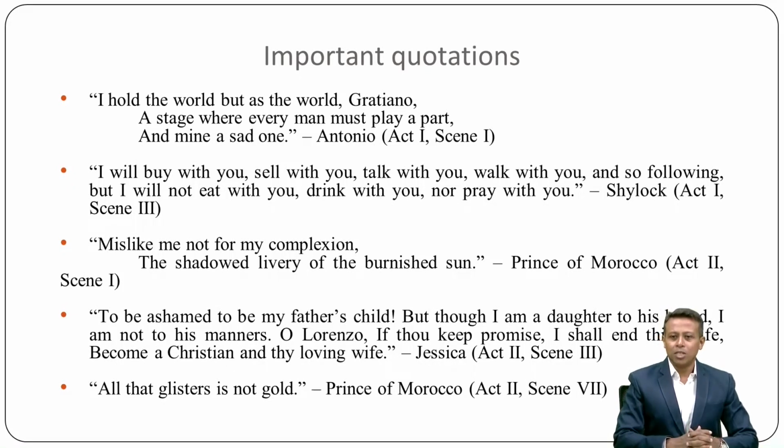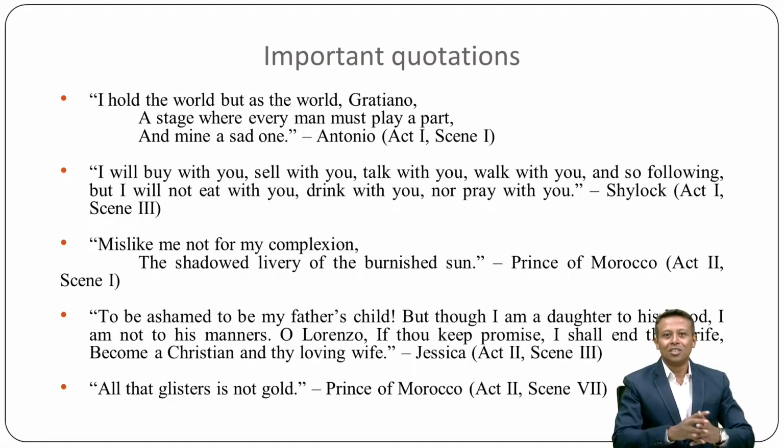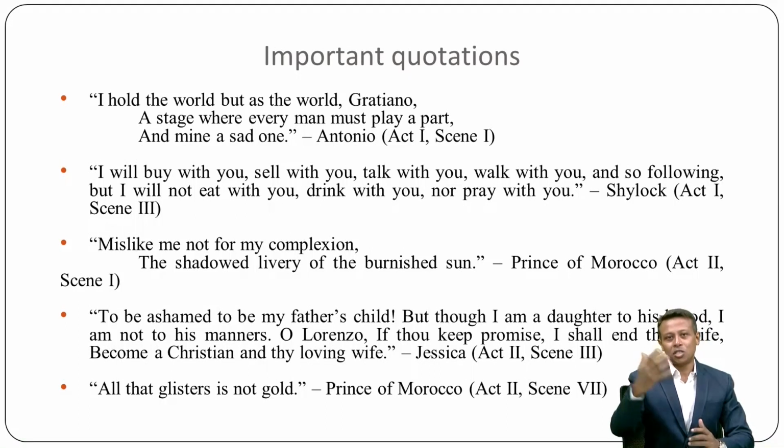The next quotation is from the second act, the first scene, and this line is spoken by the Prince of Morocco. And he speaks, "Mislike me not for my complexion, the shadowed livery of the burnished sun." Prince of Morocco is a dark-skinned man. So when he comes to woo Portia, to marry Portia, this is what he says, that mislike me not for my complexion. Don't try to look at the color of my skin. Please don't look at that. Mislike me. Don't hate me for the color of my skin, the shadowed livery of the burnished sun.